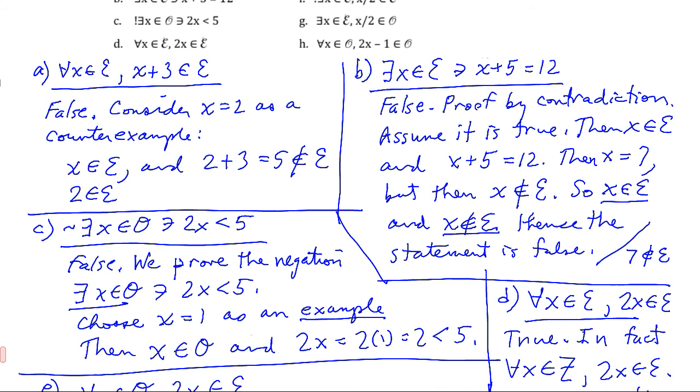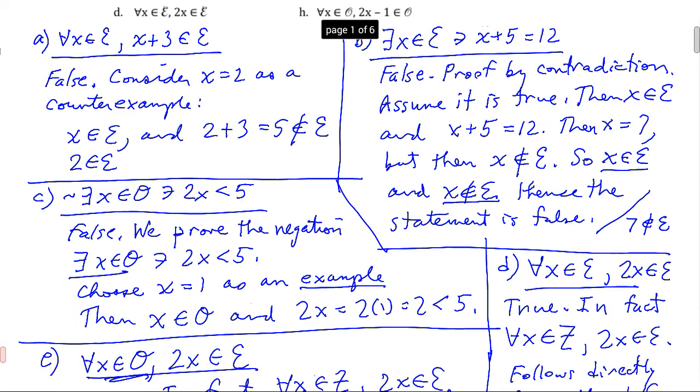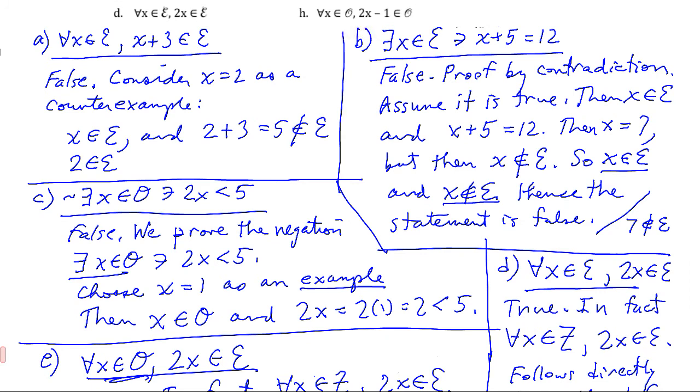For part D, it says that for all evens, 2x is even.